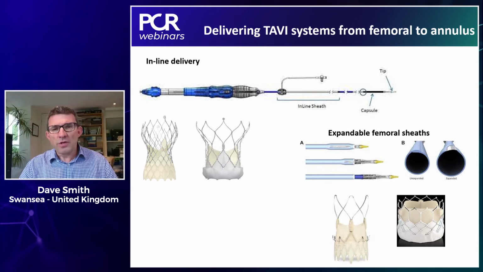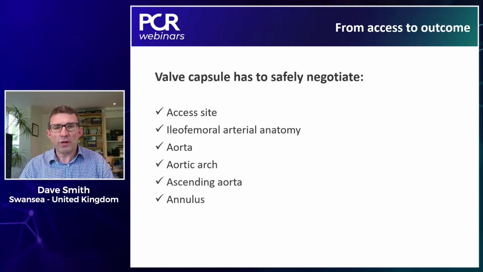The inline delivery sheaths are amongst the smallest delivery systems we have. We will have a tip, a valve capsule, and then the delivery system with a sheath that is the same diameter as the delivery system itself, same size as the valve capsule. Whereas for the femoral expandable sheaths, we will see a transient increase with the expansion of the sheath as the valve capsule passes through the delivery system until it enters the distal aorta.